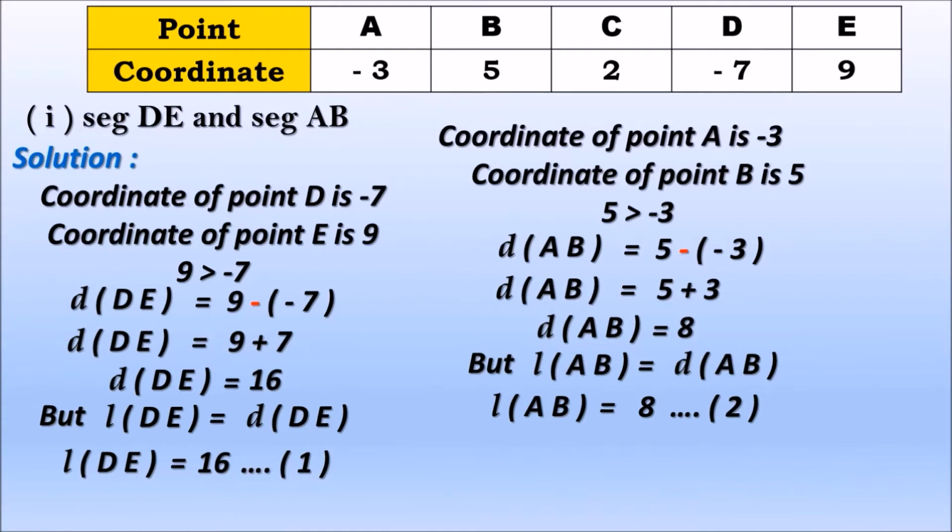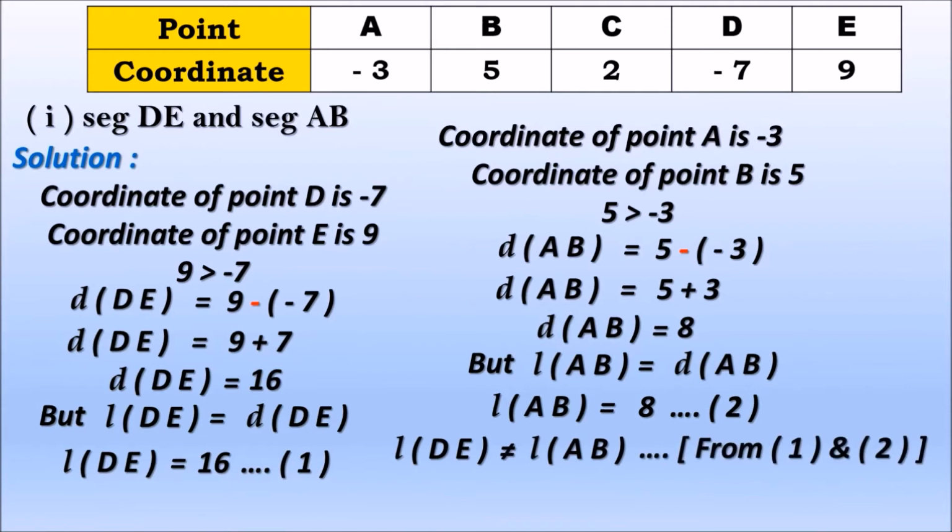Now we will take this as equation 2. Now we will compare equation 1 and equation 2. This is equation 1. What is the right-hand side of equation 1? It's 16. So here the length of DE is 16 and the length of AB is 8. Are their lengths the same? No, their lengths are not the same. If the lengths are not the same, it means they are not congruent. So the length of DE is not equal to the length of AB. How did we come to know? From 1 and 2. Hence seg DE and seg AB are not congruent.